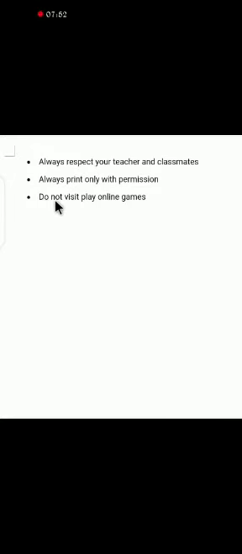Do not visit or play online game. So we have to respect our teachers and classmates, always print with the permission and do not visit or play online game. Now students, you have to read these pages by yourself.